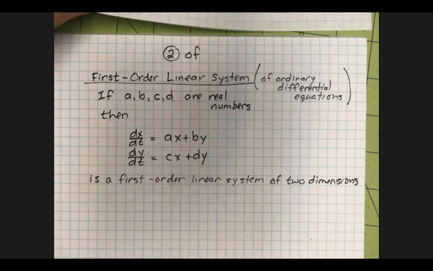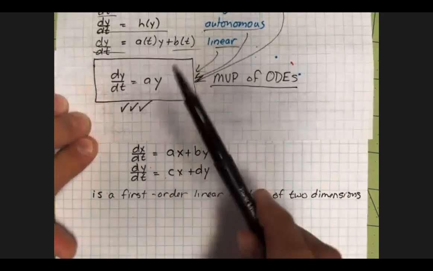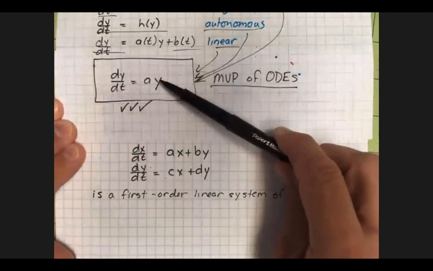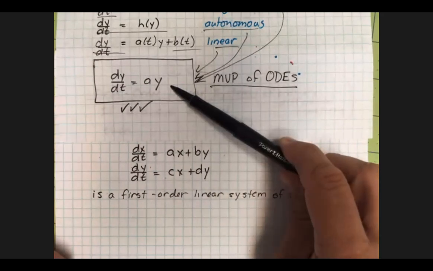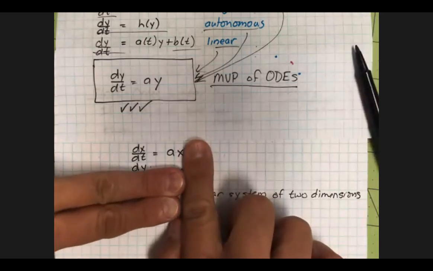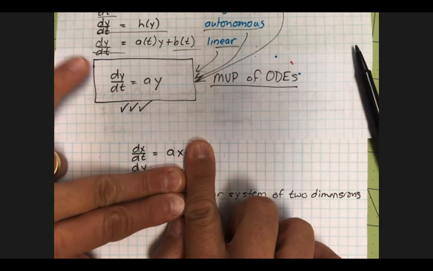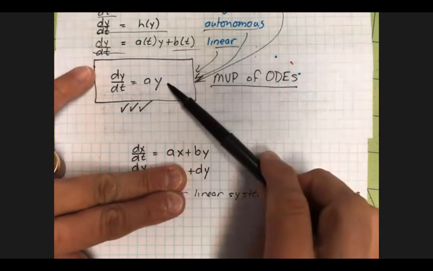I want you to compare that to what we called the MVP of ODEs a second ago. This is like this, but it's only dimension one. See, if I chopped off that part like that, that would be the MVP of ODEs right there. Looks exactly like that, although I have a different letter for the dependent variable. So I called this linear two.